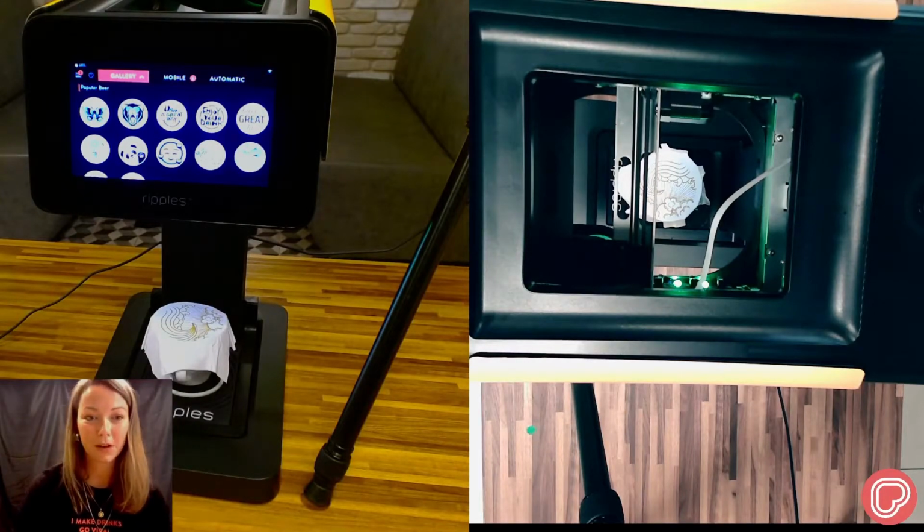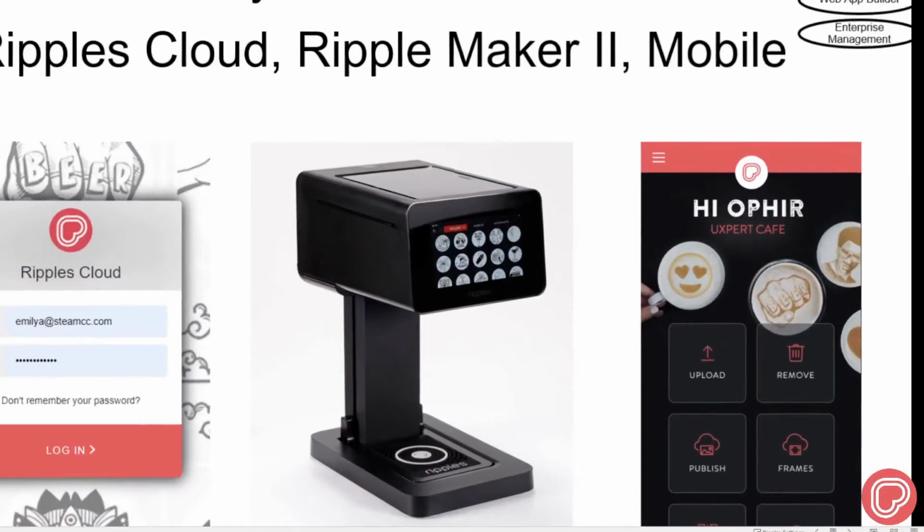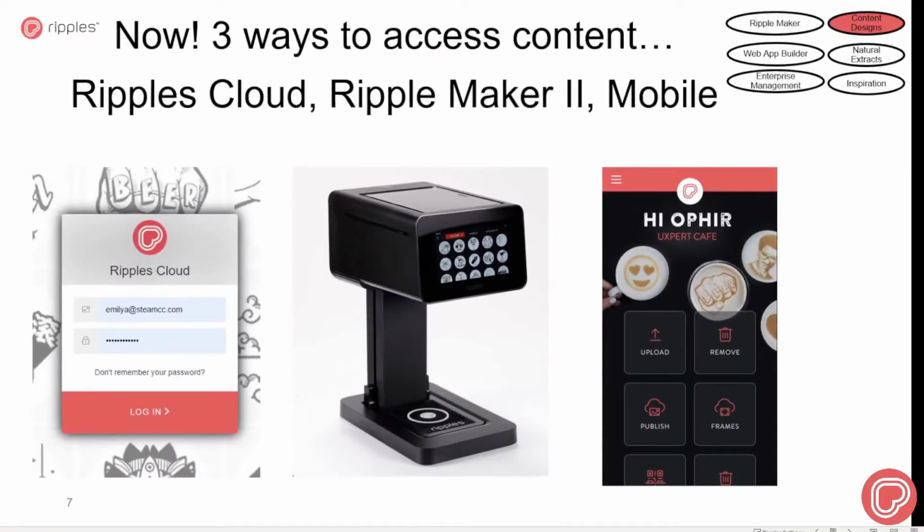So we're going to switch back to the PowerPoint presentation. That's number 2, and click go. You can probably see it now. There are 3 easy ways to control your Ripple Maker content, and it's become easier than ever before.